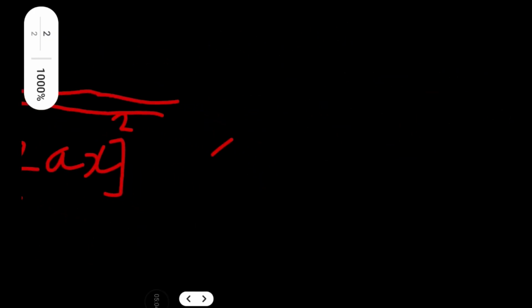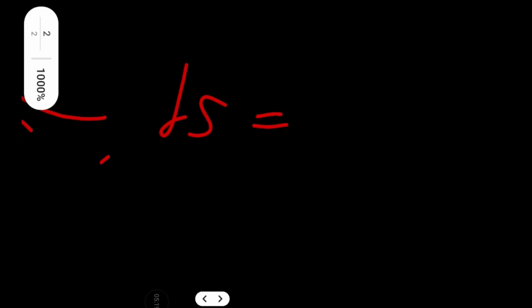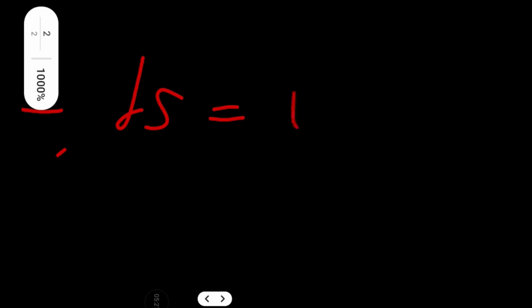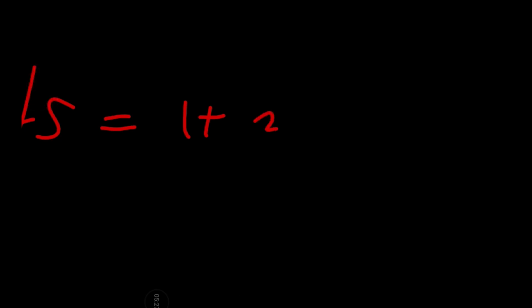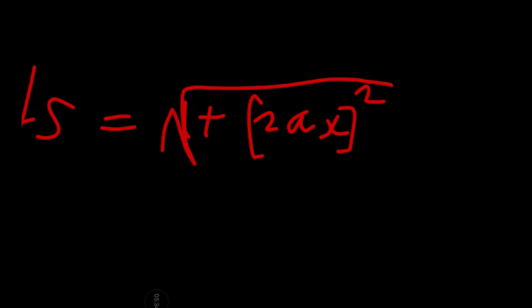Next part, what we want to do now is get the ds. Now this is important. For any curve that you have, there's a formula for the length of that curve. I'm not going to derive it in this video, but we know ds is equal to the square root of 1 plus the derivative of the function squared. Now the derivative of this function is 2ax, which looks actually pretty familiar. That's not very clear, I apologise.